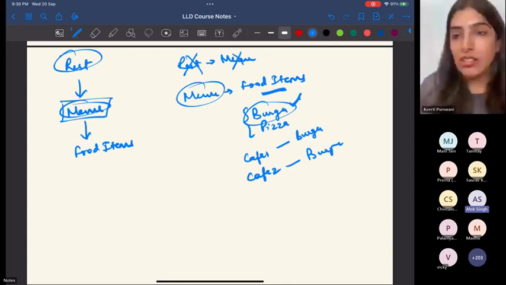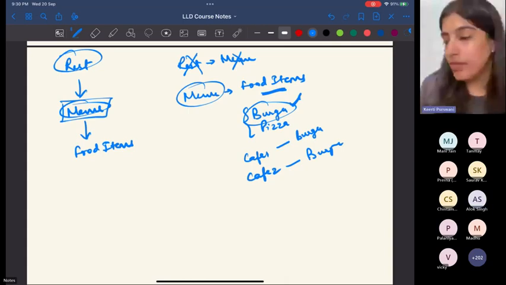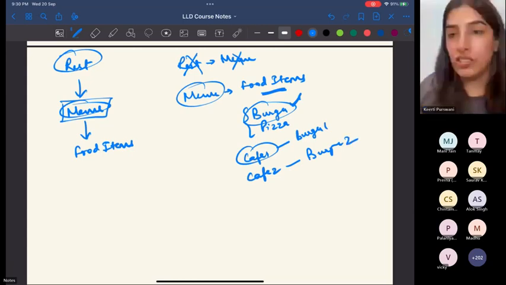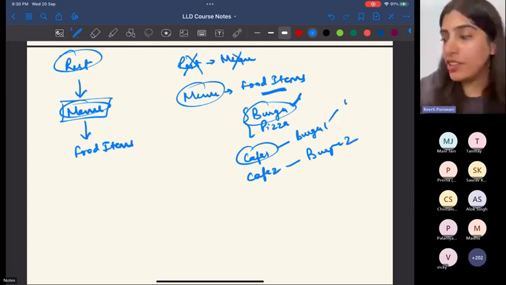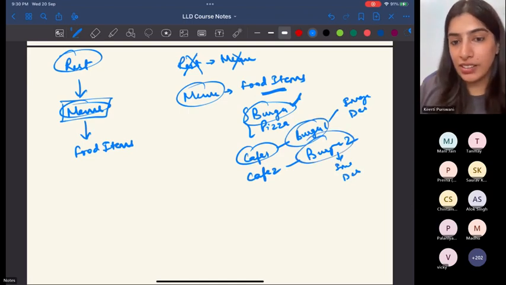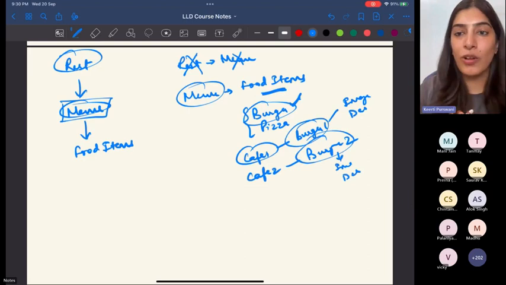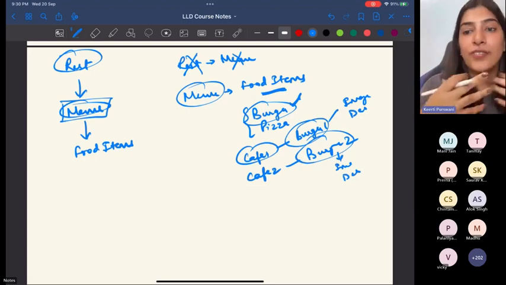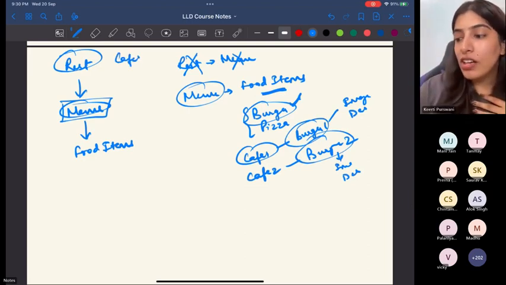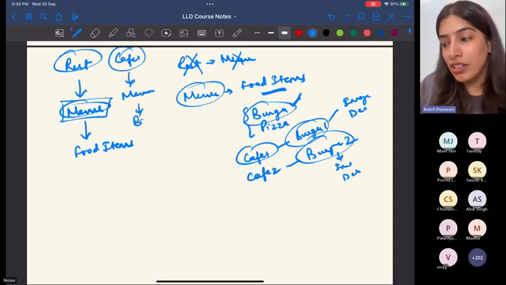Can you repeat the example? Kirti, one second. Okay. See, so I am saying cafe 1 has one burger, say burger 1, like some object, and cafe 2 has burger 2. Now this burger 1 will have a different image, different description. Similarly, this burger will also have a different image, different description. So this burger and that burger are different, correct? So every burger belongs to a particular menu. Like if there is cafe 1, the menu of cafe 1 has this burger.